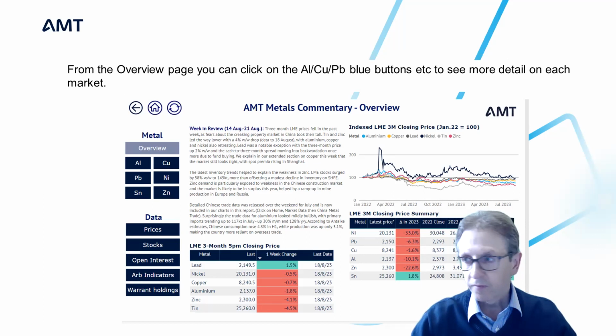Next up, if we go back to the overview page, so again, this is the home page, metals commentary, and then from here, we can click on these buttons, the buttons in dark blue, so aluminium, copper, for example. So copper, CU, if we click on that, we end up with something like the next page.